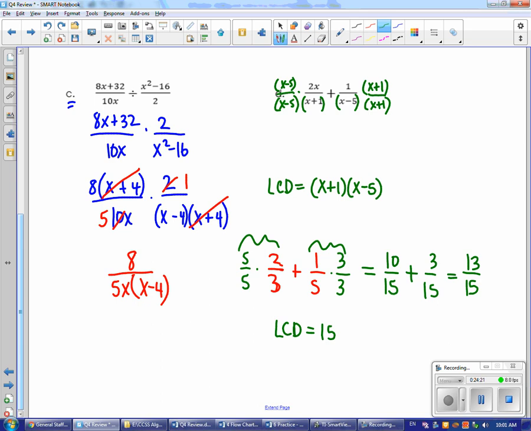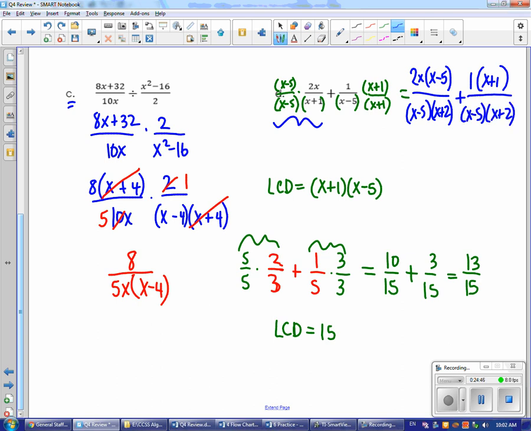So let me just re-express what I have here. In the first quantity now, let me do this with a different pen. So now if I'm just looking at this first example, I'm looking at 2x times x minus 5. And that's going to be over x minus 5 times x plus 2. And I want to add that to 1 times x plus 1. And now that is also going to be over x minus 5 times x plus 2. Now I'm going to go ahead and simplify my numerators. So if I distribute my 2x here, that's going to leave me with 2x squared minus 10x.